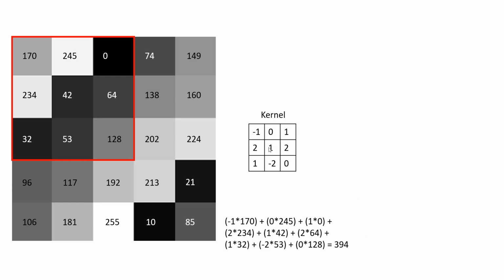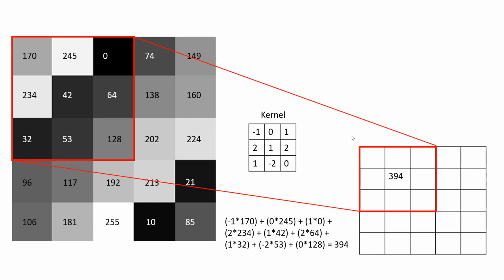So when you apply this kernel, the value changes. What about all of these other values? Now you move this kernel by 1 and do the math again, then move it again and do the math again, and so on. In the output image, as you can see here, the central pixel value is replaced from 42 to 394. Now you can move this by 1 to the right.